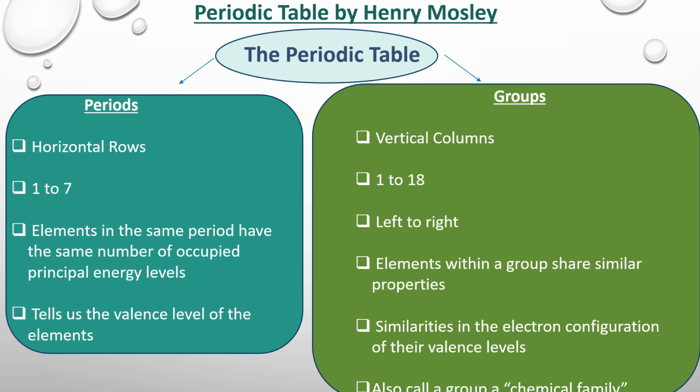Groups are vertical columns 1 to 18, left to right. Elements within a group share similar properties, with similarities in the electron configuration of their valence levels. A group is also called a chemical family.